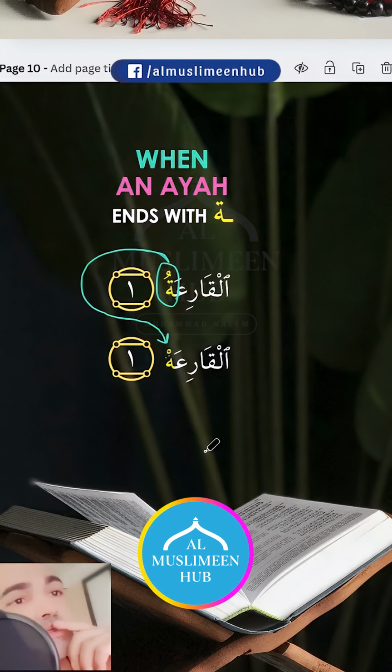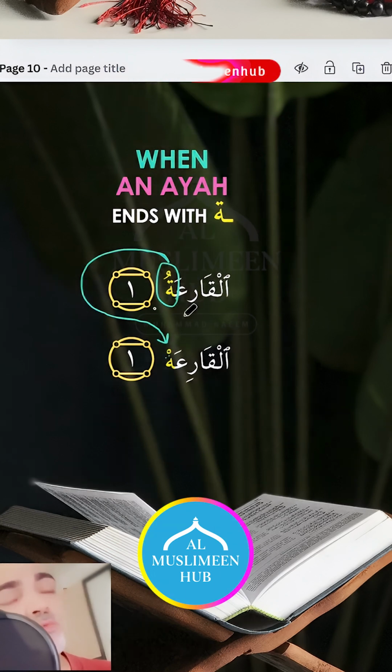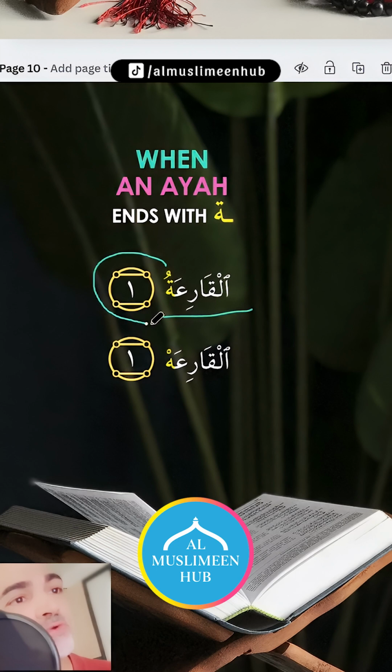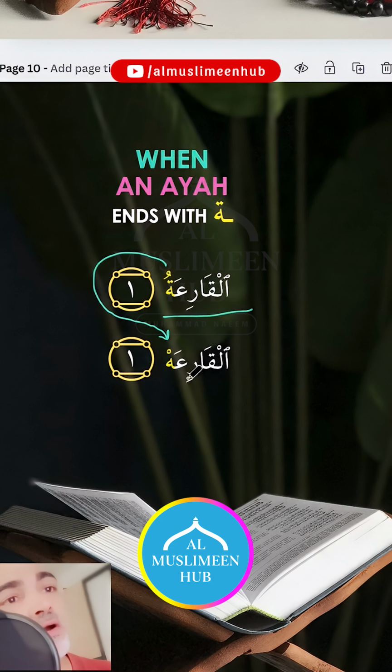Okay, that's the rule, and I told you we have to follow the rules to make it easy for us to read Quran and to understand it. So when you see this ta, it will be converted to ha automatically. So it's not al-qari'atu, okay, this al-qari'atu will be changed and replaced with this ha automatically, and that will become al-qariyah. So that was the rule just for this ending with this ta.